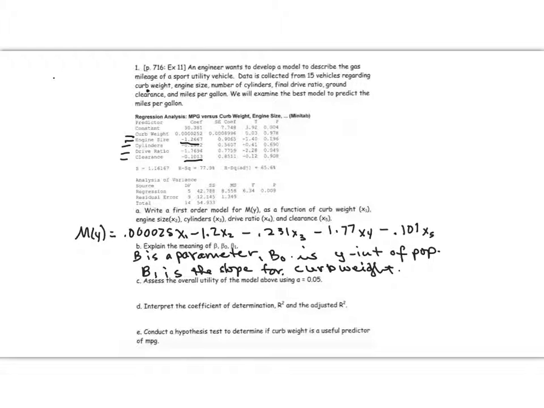So we're going to figure out the overall utility of our model, and we're going to use a significance level of 0.05. So when we do this, we're going to write a null hypothesis, and we're going to say that B1 equals B2 equals B3 equals B4 equals B5, or beta 5, and all of those equal 0. These are my beta values here. All of these are my beta values. Well, not the constant.